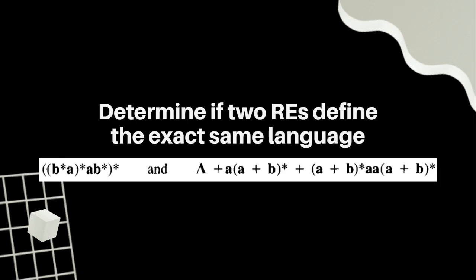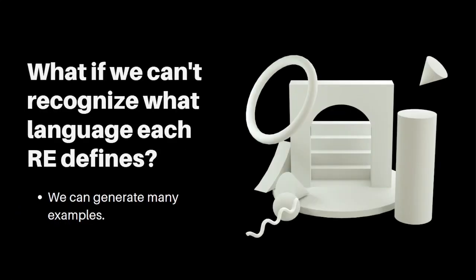Lastly is this. The left side is difficult to generalize, and the right side is somewhat easier: it's either the null string, or something that starts with A, or something that has AA within the string. After some investigation, these two are actually the exact same language. But it is very difficult. What if we can't recognize what language each RE defines?